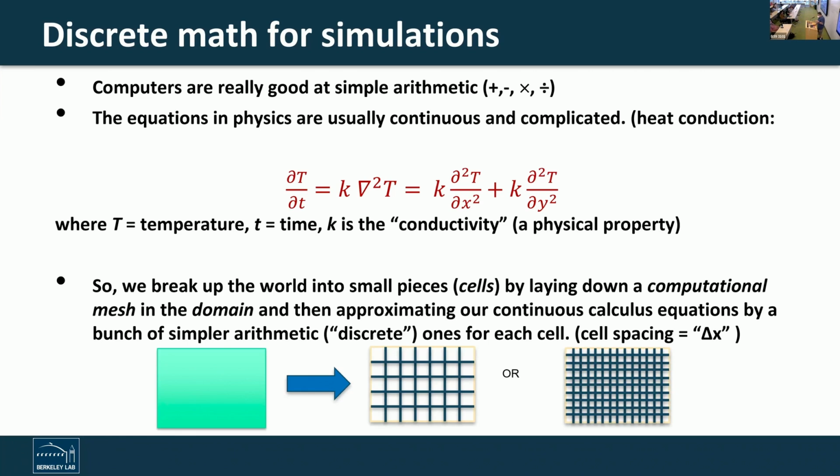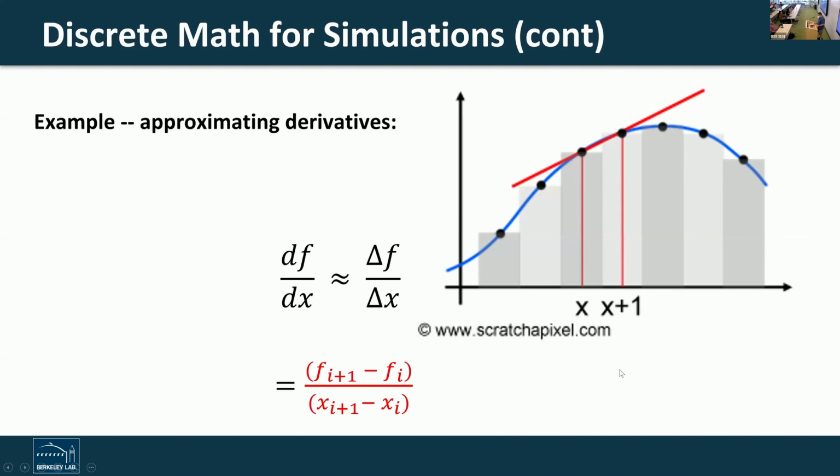And you can imagine that the cell spacing we'll call dx, delta x. And you can imagine you can solve on like this coarse mesh or this fine mesh. And one example is when you approximate derivatives. If you want to approximate df/dx, you can do this using finite differences by basically just taking, for example, this value minus this value over delta x.